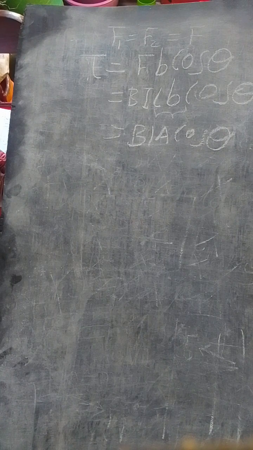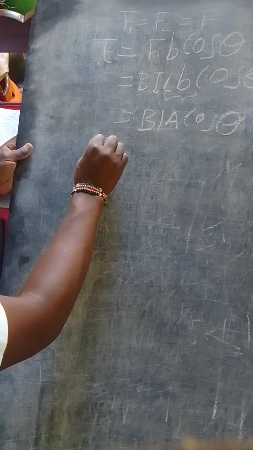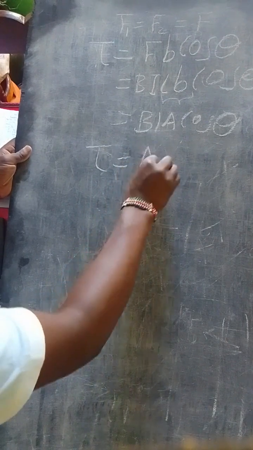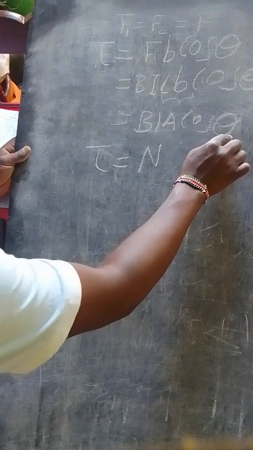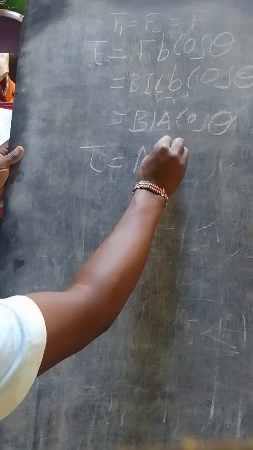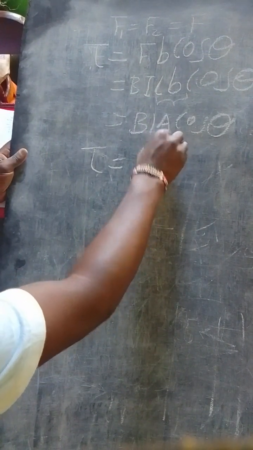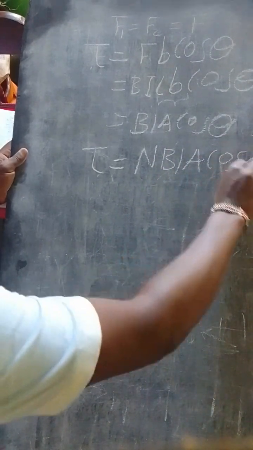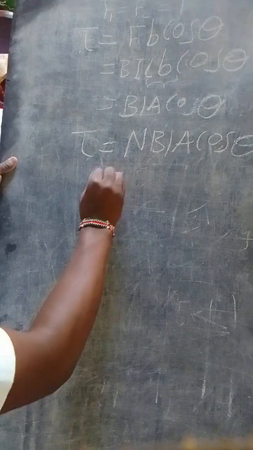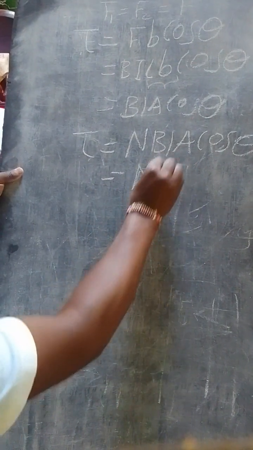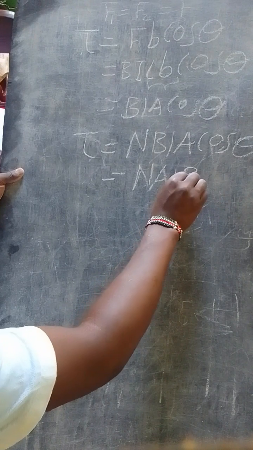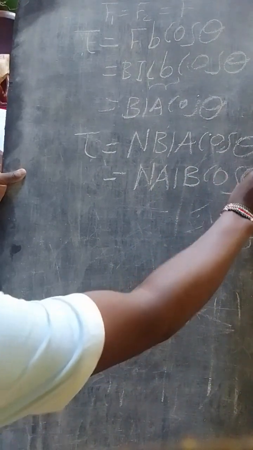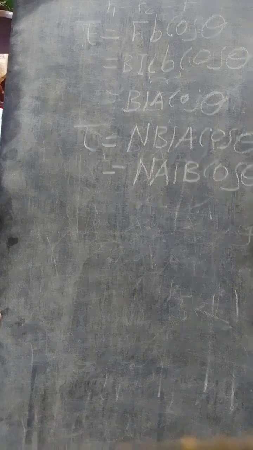But we took the breadth of one coil, so if there are a number of coils, then we will say the total torque will be equal to N, that is the total number of coils. Remember this is for one coil, and if we have several coils, it will be N B I A cos theta. I can rearrange this one to become N A I B cos theta.